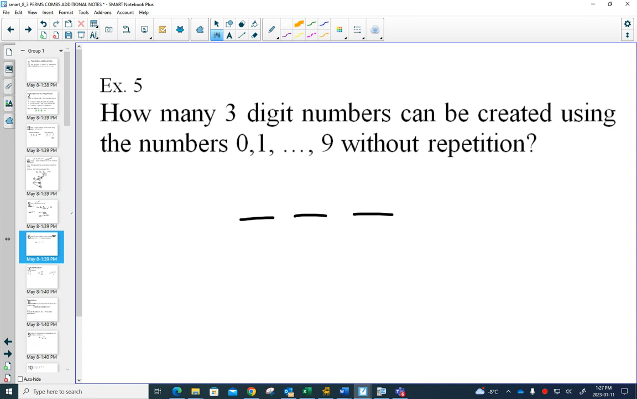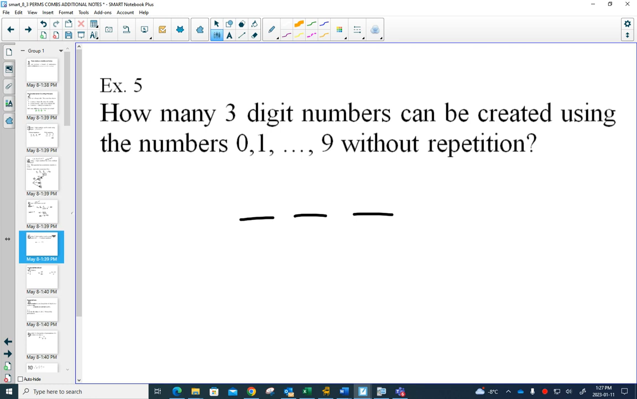Good question we have to ask. If we think there are no restrictions, how many choices would I have for the first number? You're saying 9, you're saying 8, 7, 10, okay? There are 10 numbers from 0 to 9.